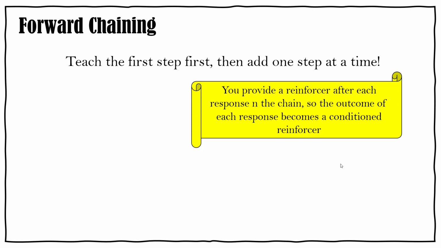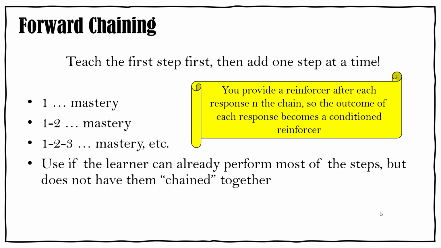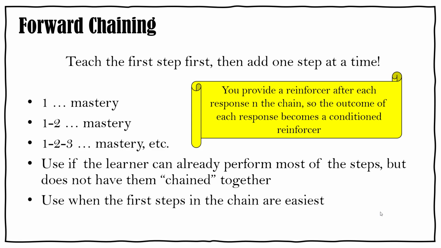So with forward chaining, if we go back to our example of teaching 1, 2, 3, 4, 5, 6, you're first going to teach 1, provide a reinforcer, then you're going to teach 1, 2, and once the person is reliably saying 1, 2, then you're going to teach 1, 2, 3, and so on. So you teach that first step first, and then add one step at a time. You want to use this if your learner can already perform most of the steps, but doesn't have them chained together, or if the first steps in the chain are the easiest. So those are the reasons why you would use forward chaining.